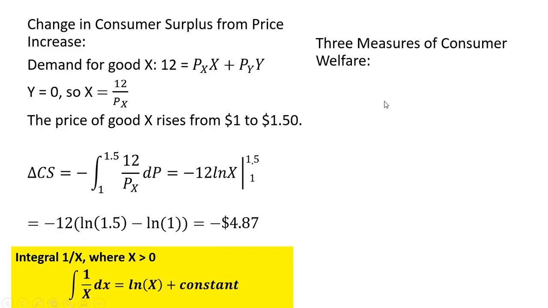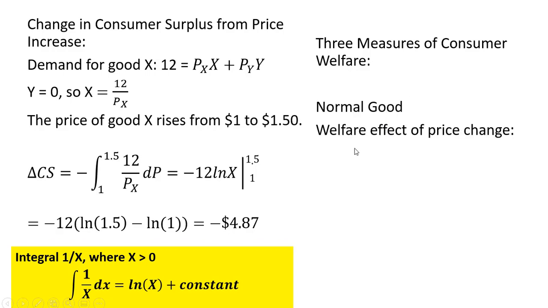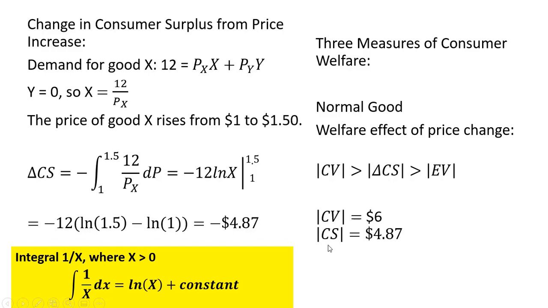So the three measures of consumer welfare, just to summarize here, we're dealing with a normal good, so the welfare effect of a price change dealing with a normal good: the compensating variation in absolute value will exceed the change in consumer surplus, which will then exceed the change in the equivalent variation. So the compensating variation was $6, the change in consumer surplus was $4.87, and the equivalent variation was $4.